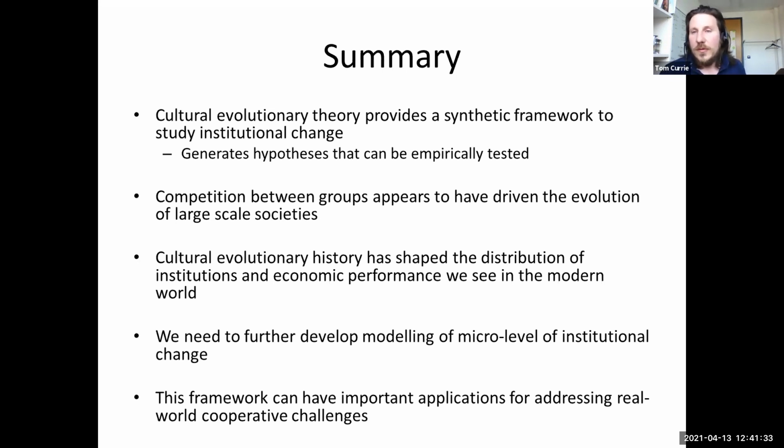But we also can see how cultural evolutionary history has shaped the distribution of institutions and economic performance that we see in the modern world today. But there's lots of work to be done, lots of really cool avenues to explore, to take this work to the next step, and potentially think about how we can apply this to address the many, many challenges we have in the world today. So I'm going to leave it there.